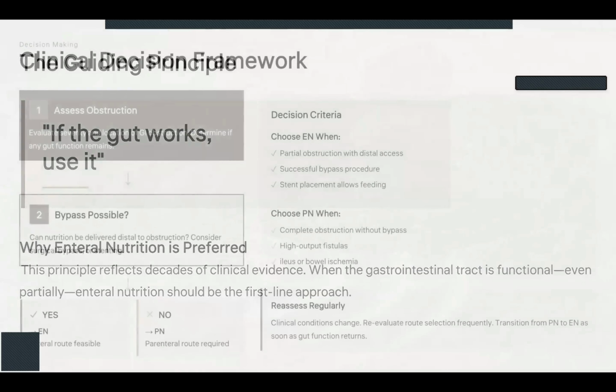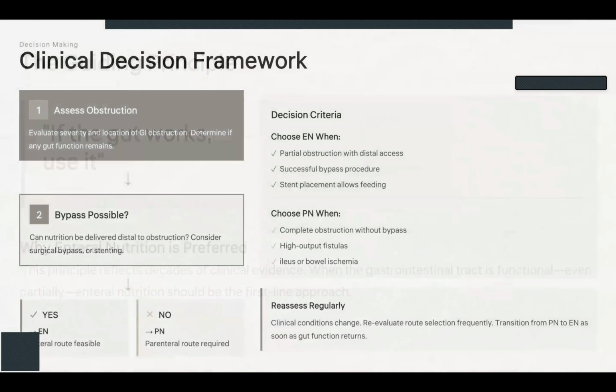So, in practice, decision-making can be simplified using a structured approach. First, we have to assess the severity and location of the obstruction and functionality of the remaining gut. Then determine whether the obstruction can be bypassed, either surgically or endoscopically. If enteral feeding distal to the obstruction is possible, then enteral nutrition should always be considered. If not, parenteral nutrition becomes necessary.